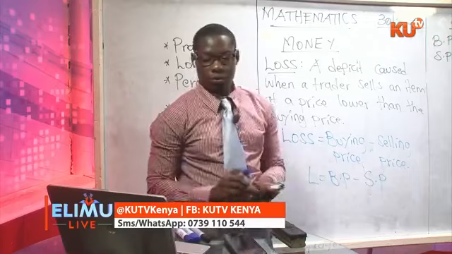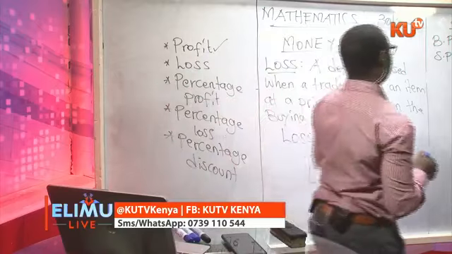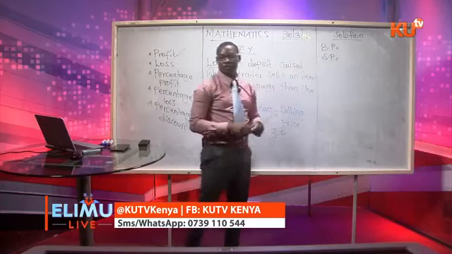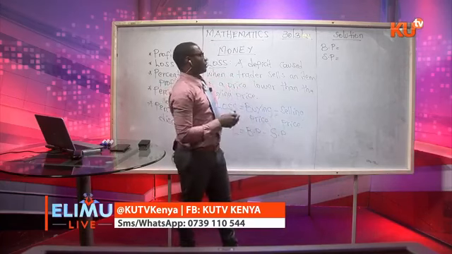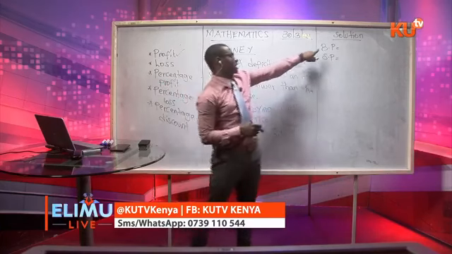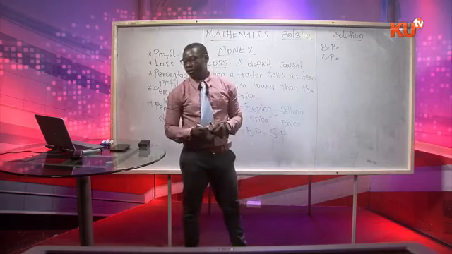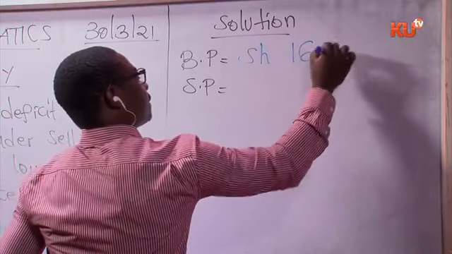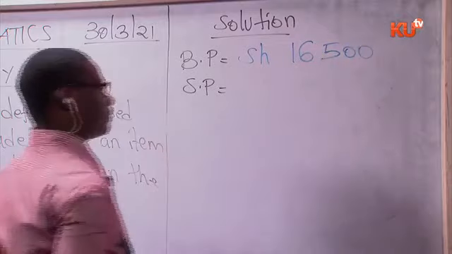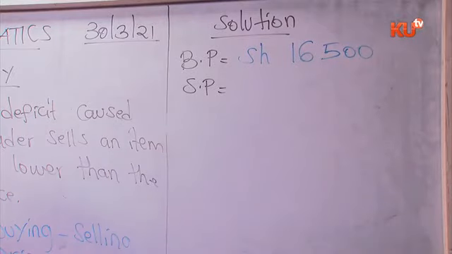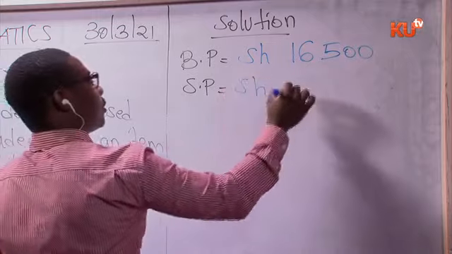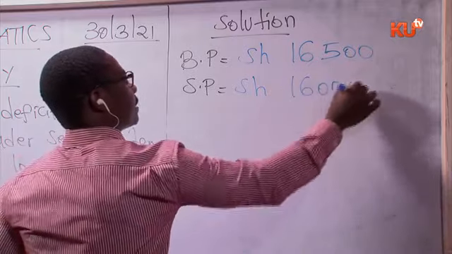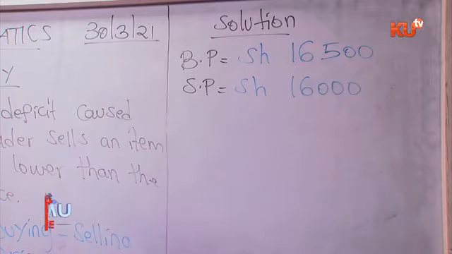Okay, I believe you're through with your calculations. Let's find out if you got the right answer. We need to get the buying price and the selling price. He bought the bed at 16,500 shillings. That is the buying price. He used it for 1 month. After using it for 1 month, you cannot sell at the same price again. So the selling price was lower, and this time it was 16,000 shillings. So we need to get the loss.